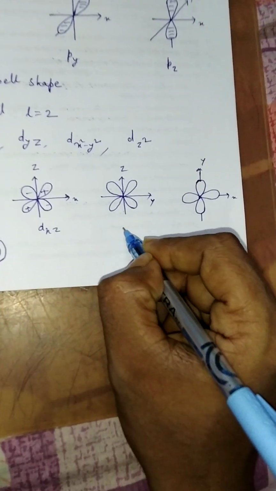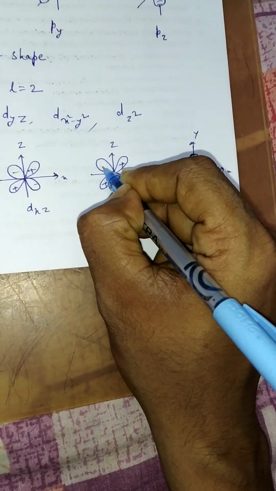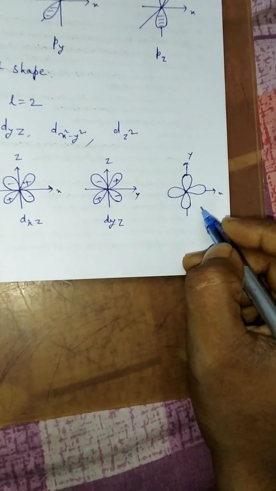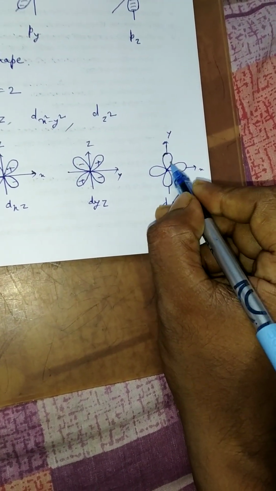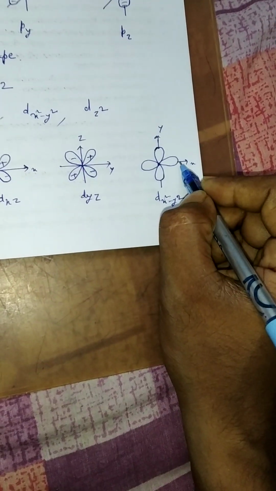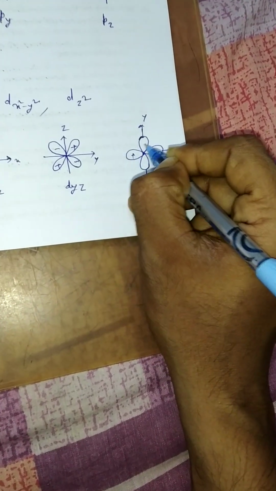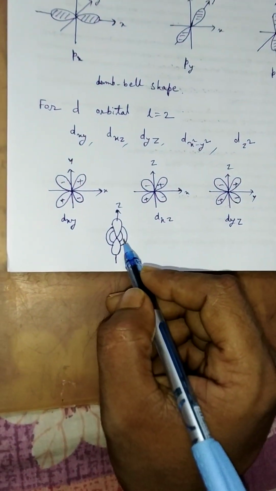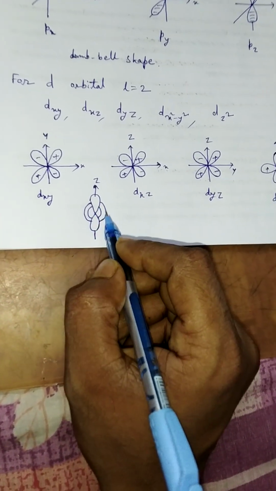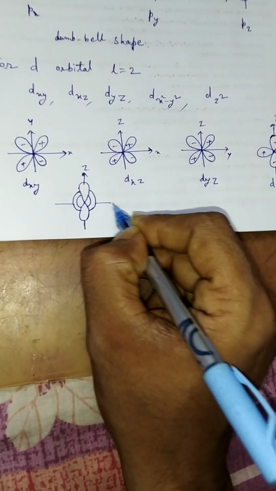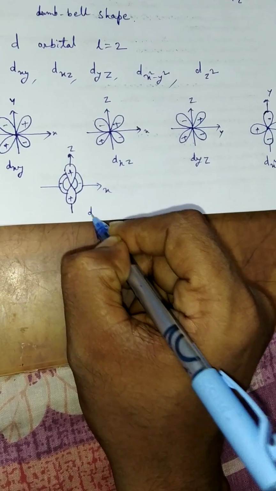This is dyz. The dyz orbital lobes are concentrated along the y and z axis, plus and minus. For dx square minus y square orbital, the lobes are concentrated along the x and y axis. For dz square orbital, there are two lobes concentrated along the z axis with a concentrated ring in the xy plane. This is dz square.